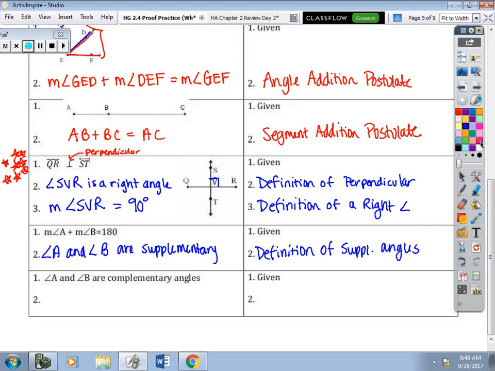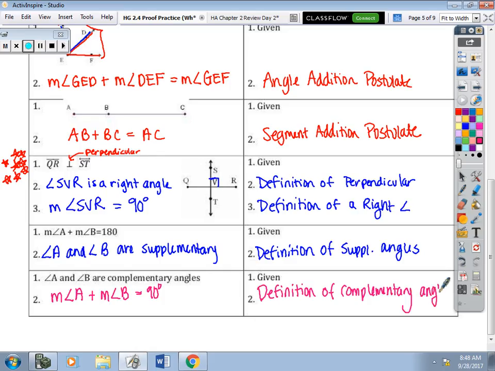And our last one. Angle A and angle B are complementary angles. Noah? Measurement angle A plus measurement angle B equals 90 degrees. This is the definition of complementary angle. Perfect. The measure of angle A plus the measure of angle B equals 90 degrees. And that's the definition of complementary angles. Perfect.